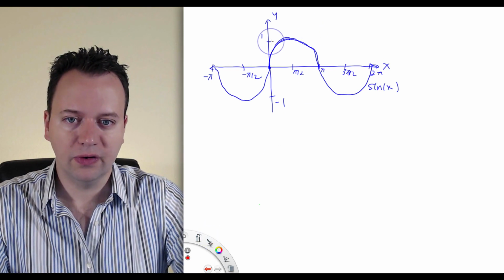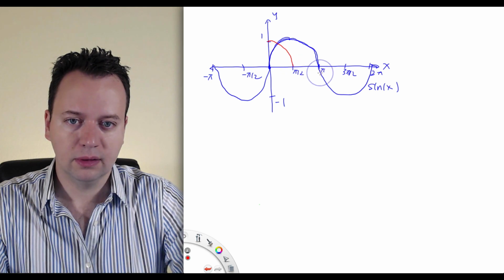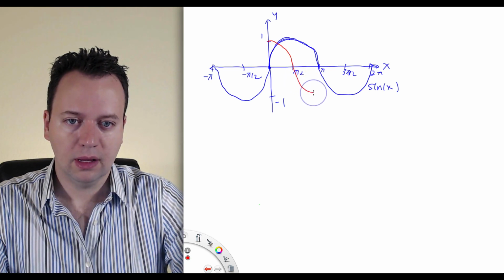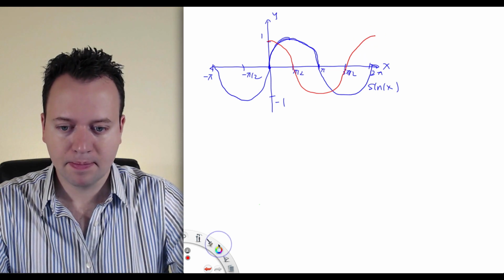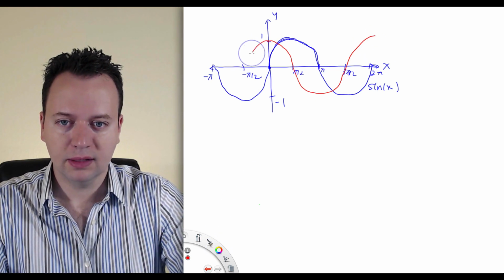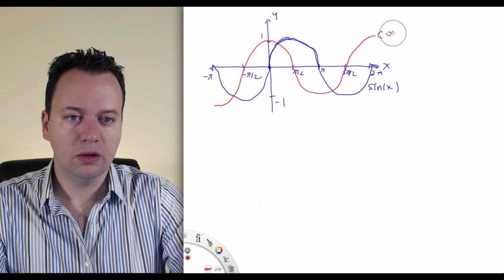Cosine of x is very similar, except it starts at 1, and then it comes down here, it comes under, it comes up like that. And then of course it repeats. So here it comes down like this, and it comes over like that. So that would be cosine of x.